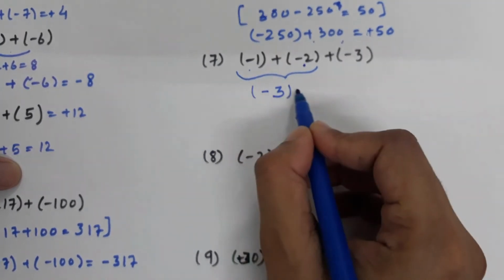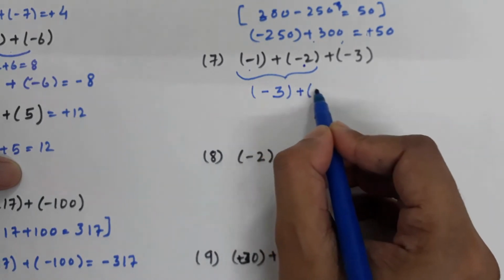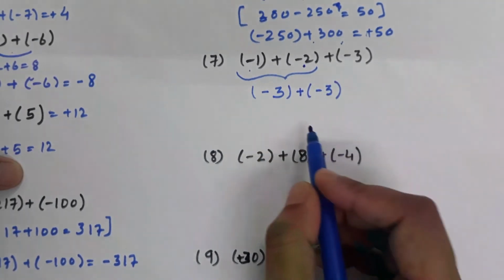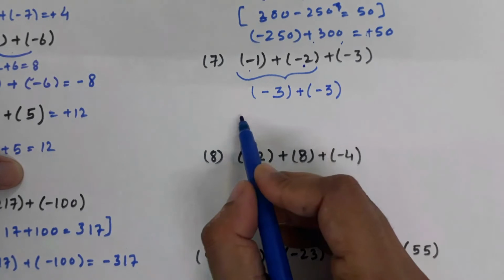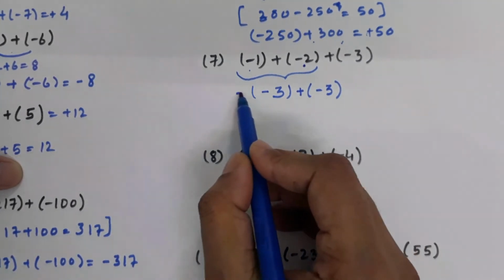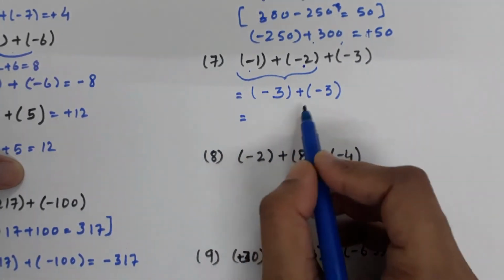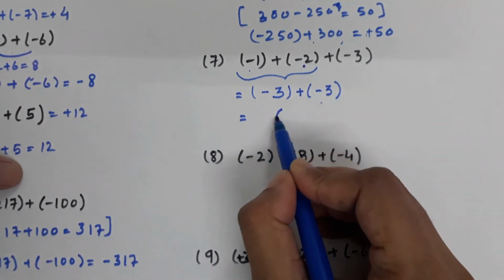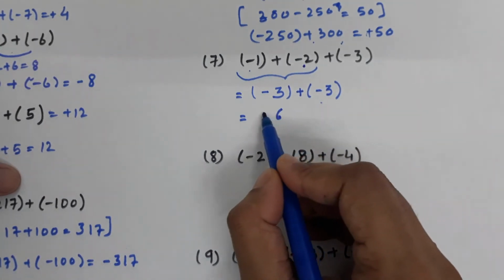Okay, now I'm going to add this minus 3 with minus 3. Again, both numbers have the same sign, so that's minus minus. So I'm going to just add them. 3 plus 3 is 6. Now you can put the sign, which is minus sign.